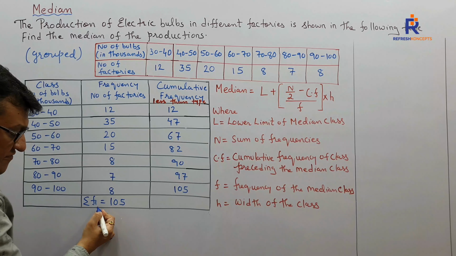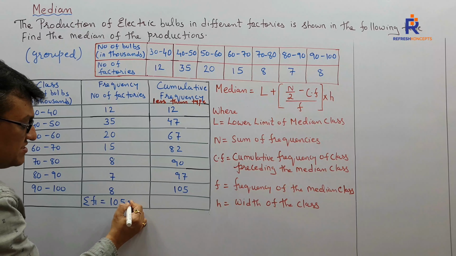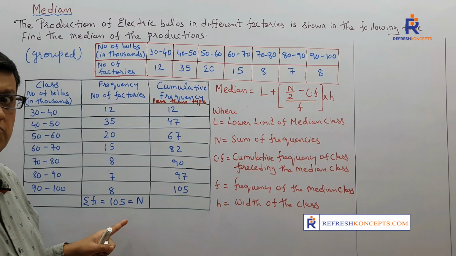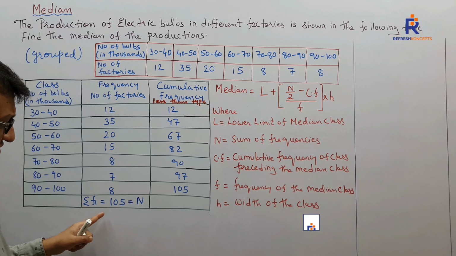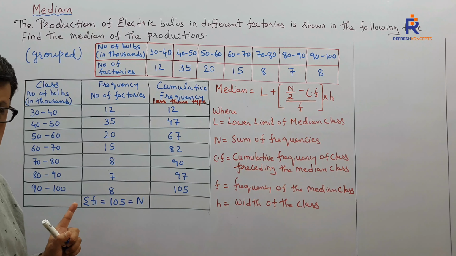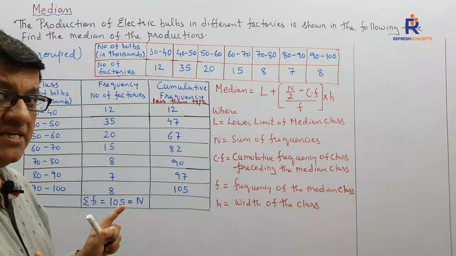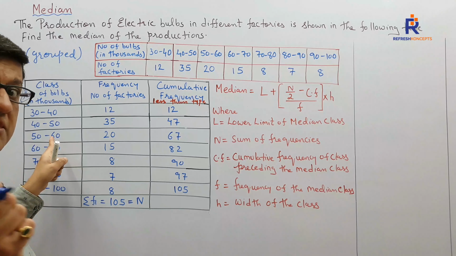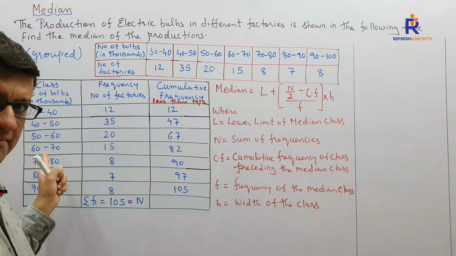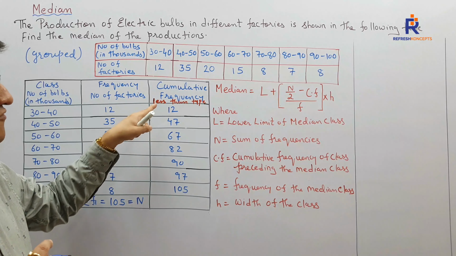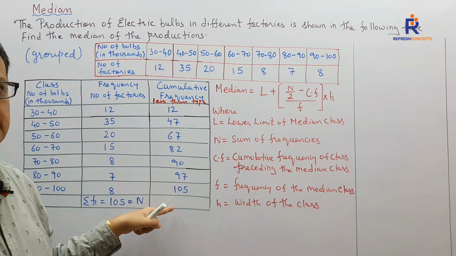Now this summation Fi, which is 105, is nothing but n, the sum of all frequencies. Summation Fi equals n, which is 105. So what is the first thing we have done? Continuous classes. If not, then make the classes continuous. But in our sum, classes are continuous. Thereafter, frequency. And what do we need to find out first? Cumulative frequency, less than type.